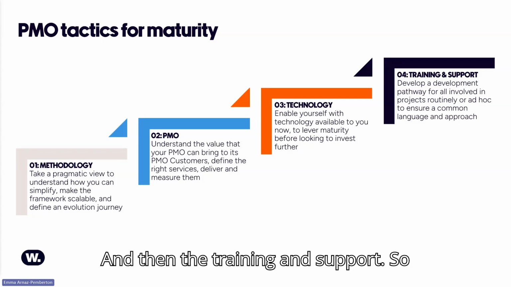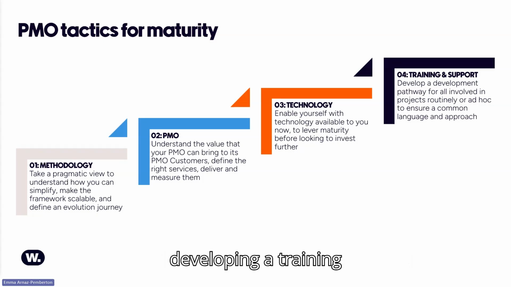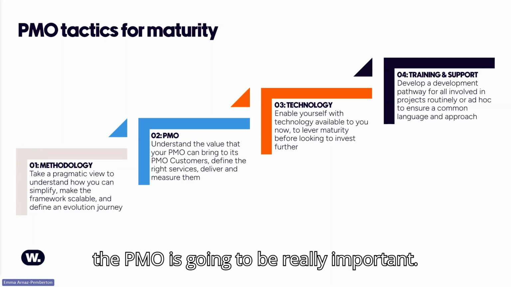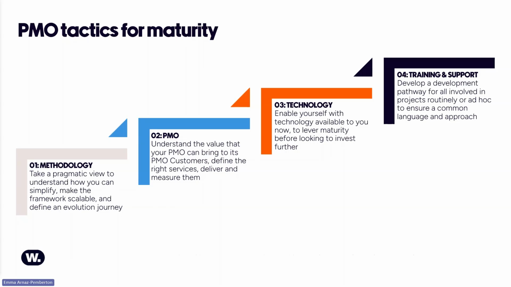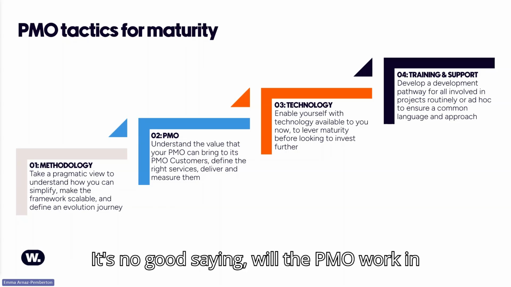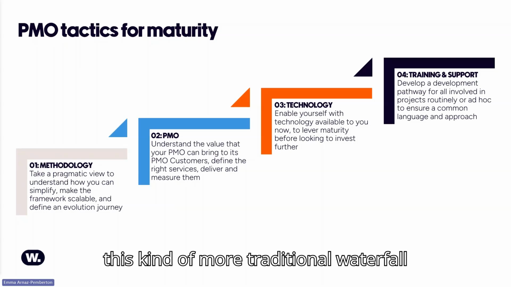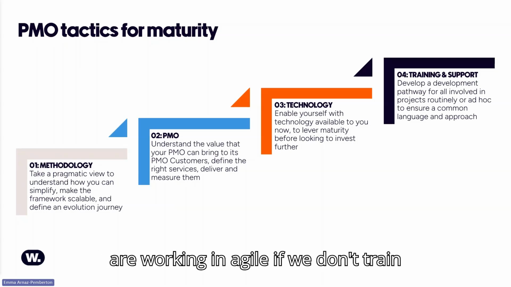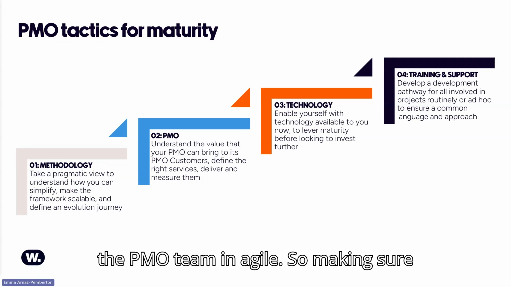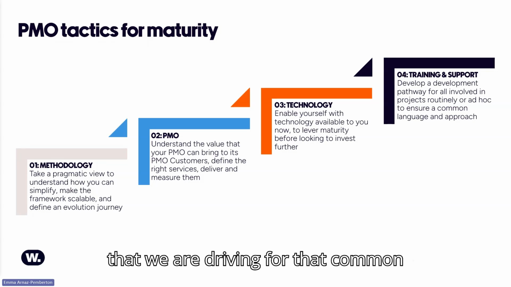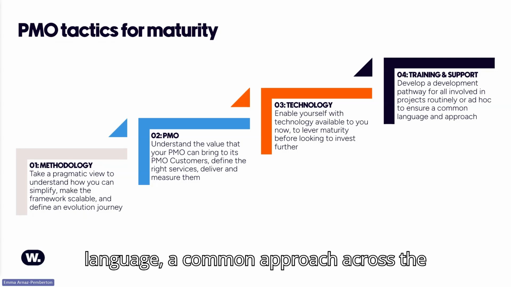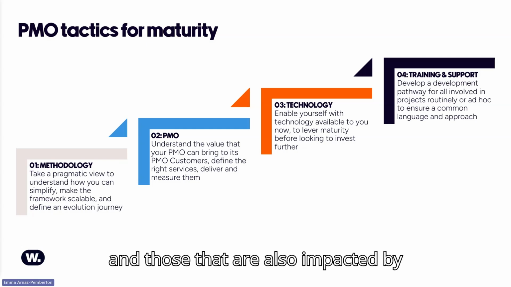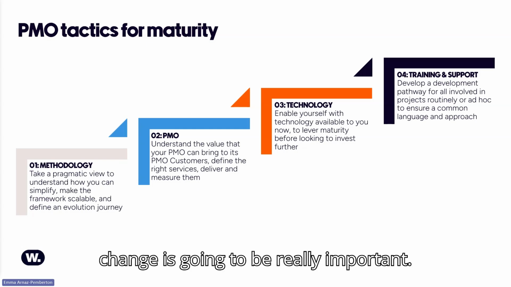And then the training and support. Developing a training pathway for people who are involved in the PMO is going to be really important. It's no good saying the PMO works in this more traditional waterfall PRINCE2 type way, but most of our teams are working in Agile, if we don't train the PMO team in Agile. So we need to drive for a common language, a common approach across the organization, across PMO, delivery teams, and those that are also impacted by change.